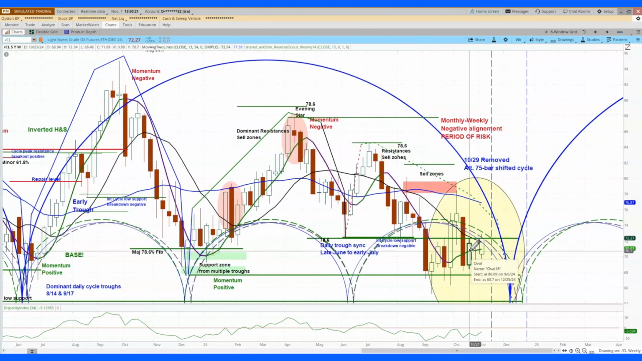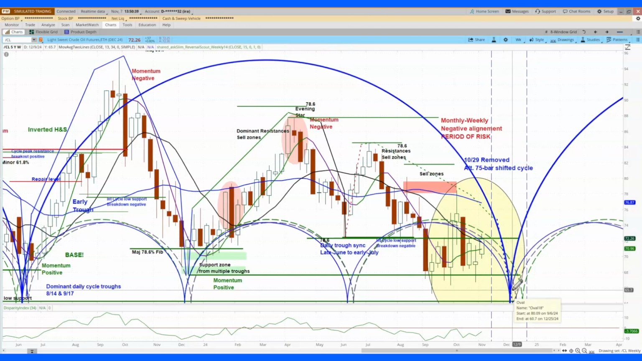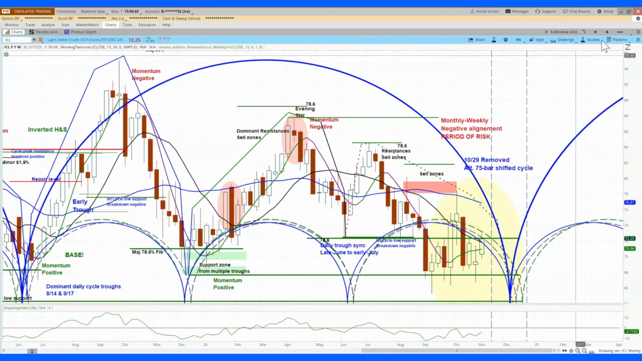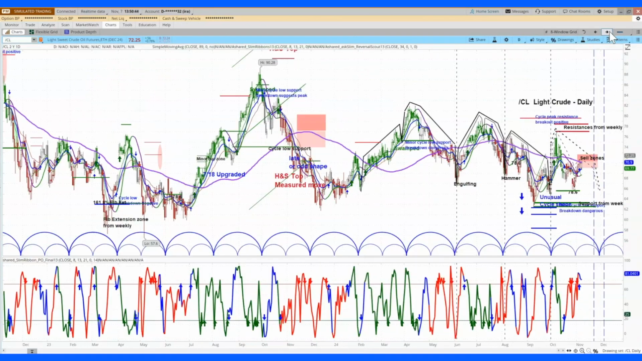Now, momentum is positive in here as shown by the reversal scout. See how the reversal scout is green? It is also relatively flat as this price action here demonstrates some sideways chop. So going into the final stages of this period of risk, we could get more of that sideways chop or possibly a downside move. Now let's switch over to the daily chart.